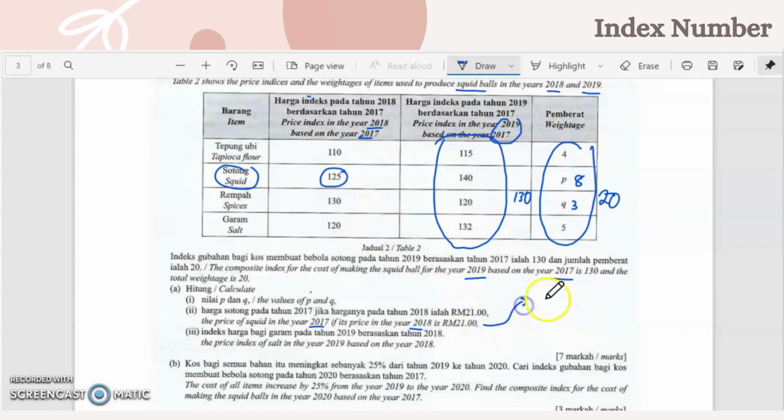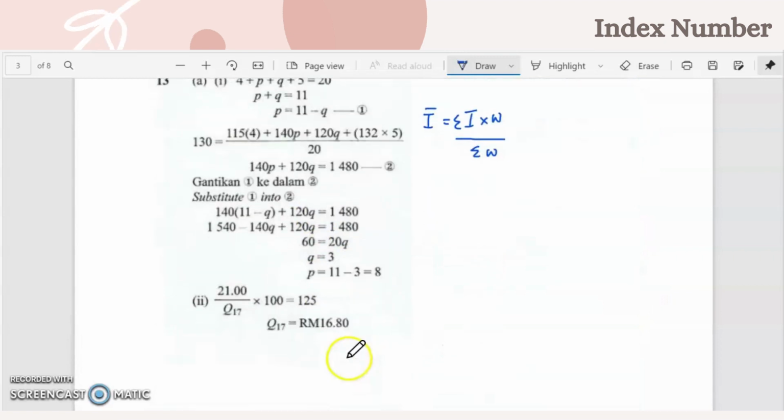From this one, we have the price for 2018, which is 21 ringgit. And we divide with the price for 2017, times with 100, and equate with the price index, which is 125. Okay. So from this one, this is the method. So we get the price for the year 2017 of the price for squid. That is 16 ringgit 80 sen.